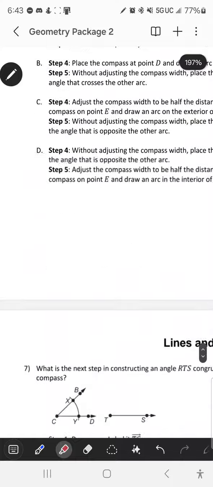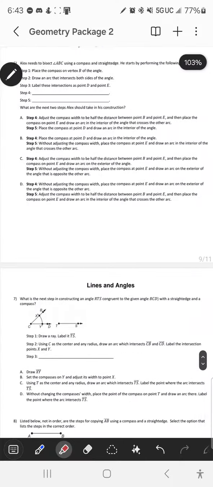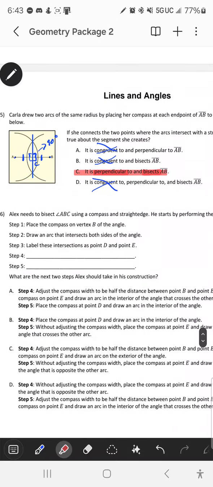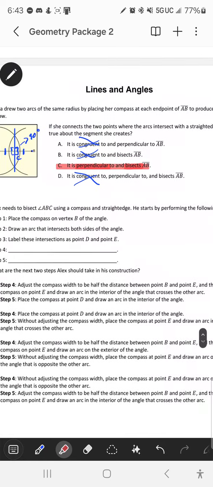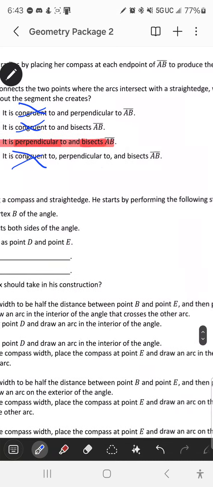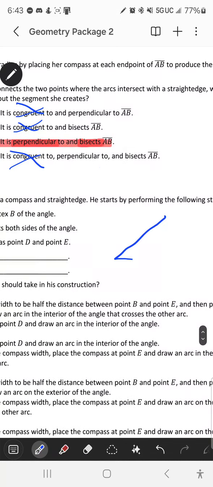Well, let's continue. Let me see something. Okay, perfect. 6. Alex needs to bisect angle ABC using a compass and a straight edge. He starts by performing the following steps. Okay, place the compass on vertex B at the angle. Okay, let me first do this. A, wait, A, B, C.